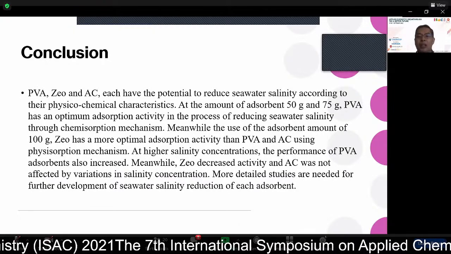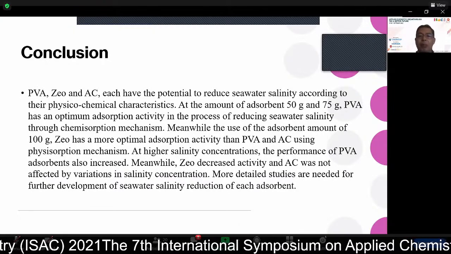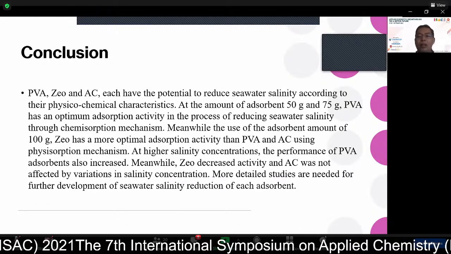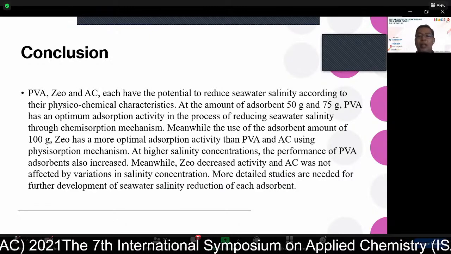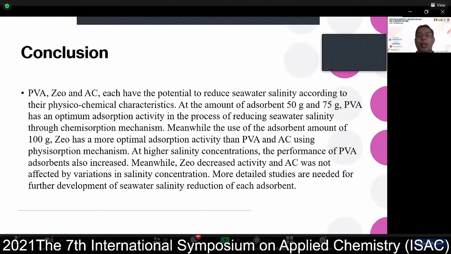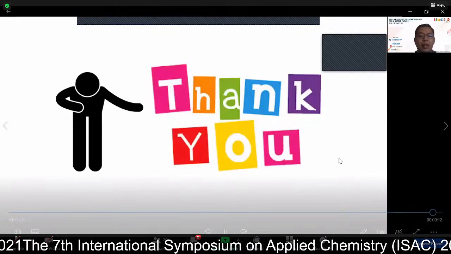At higher salinity concentration, the performance of the PVA adsorbent also increased. Meanwhile, zeolite decreased in activity and AC was not affected by variation in salinity concentration. Thank you.